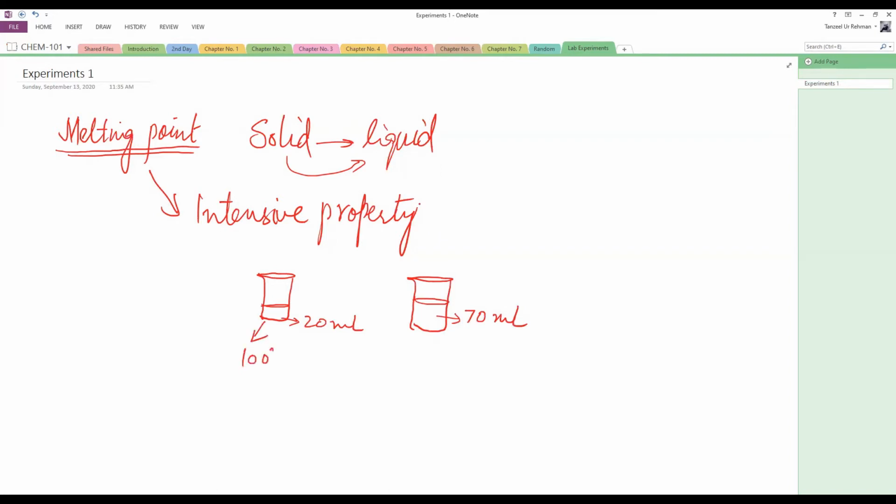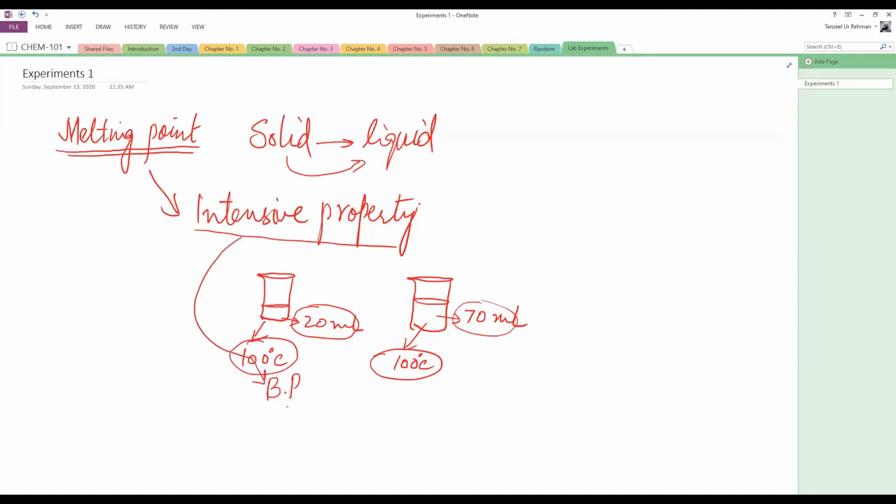Now, what is the boiling point of this water? It is 100 degrees centigrade. And what should be the boiling point of this water? It is also 100 degrees Celsius. Here the quantity is smaller, here the quantity is larger, but the value remains the same. So the property which does not depend on the quantity of substance is known as an intensive property, and boiling point is an intensive property. Similarly, melting point is an intensive property.